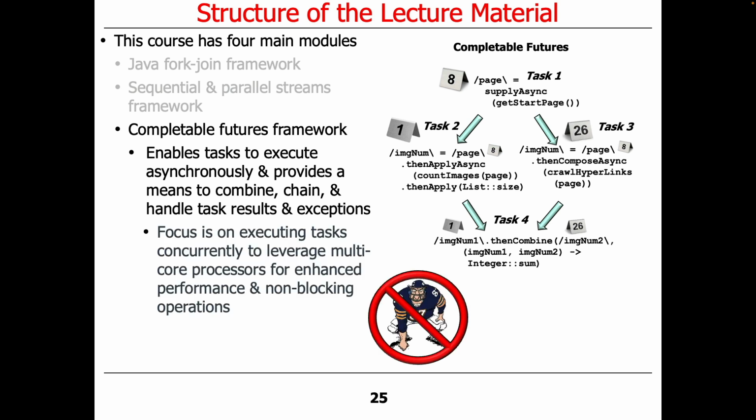And the focus here is on executing tasks concurrently to leverage multi-core processors for enhanced performance and often, not always, but often non-blocking operations. We'll talk a lot about handling blocking and non-blocking as we go through the course, but that's kind of what completable futures are focusing on. So you try not to block, and it's really, really cool. And it's also very optimized. It's often the most efficient way of doing things, even though it takes a bit extra work to program it.